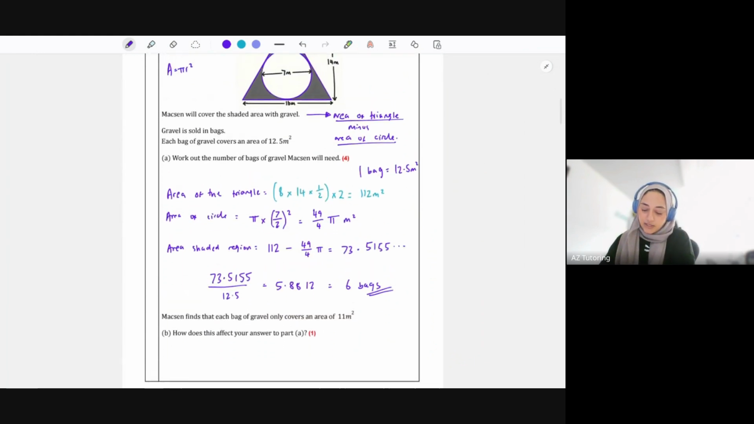It says Maxon finds that each bag of gravel only covers an area of 11 meters squared. So how is this different to the first one? In the first one, each bag covered 12.5, but now it's 11. How does this affect your answer to part A? Well, let's see what happens.